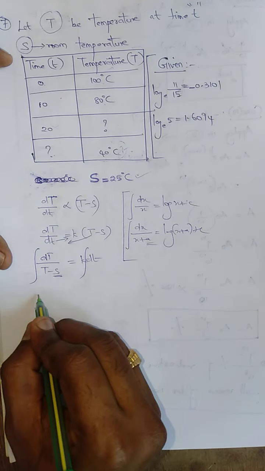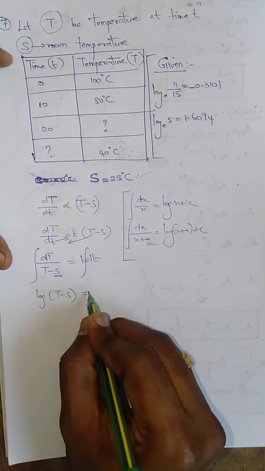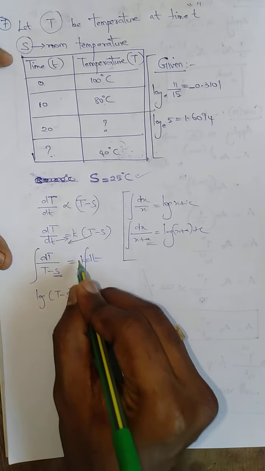By integrating, we get log (T minus S) is equal to kt plus log c, since the integration of dt is t. So log c comes to this side: log (T minus S) minus log c is equal to kt. Log a minus log b we can write as log (a by b), so (T minus S) divided by c is equal to kt inside the log. We need to remove the log, so e comes here: (T minus S) by c is equal to e power kt. Let c move to this side, so T minus S is equal to c e power kt. Minus S comes to this side, so T is equal to S plus c e power kt. Keep this as equation 1.